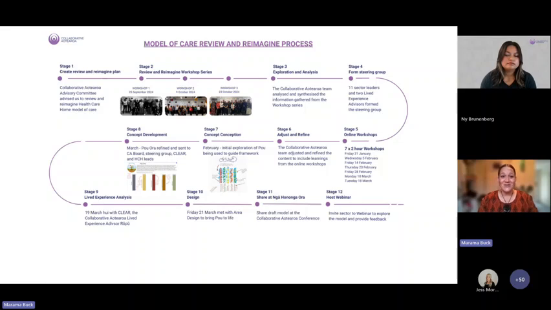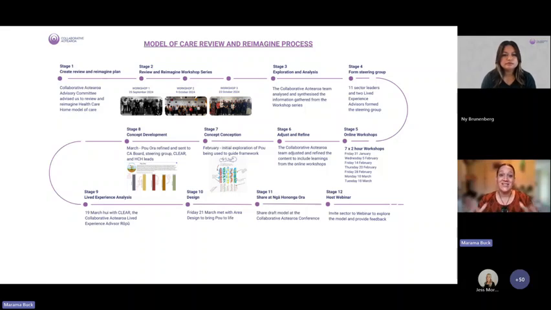The next stage was then to bring all of that amazing learning and analysis together and decide on what are we going to keep and what are some new things to add, which was a really robust process for us, which we are really excited about.